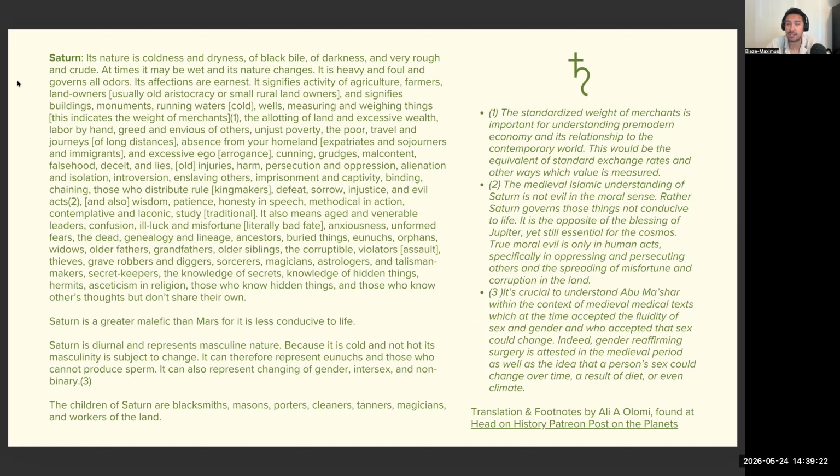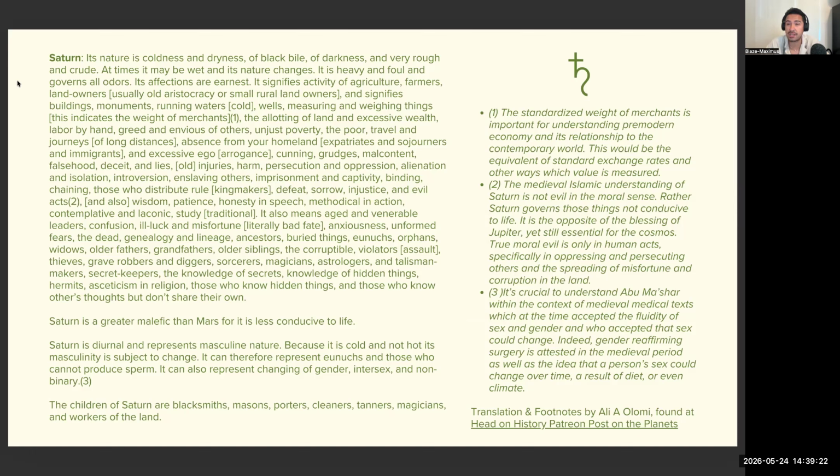They say that Saturn is the greater malefic than Mars, for it is less conducive to life, and this is because Saturn is cold and dry, while Mars is hot and dry, and the heat is related to life in Mars. And Saturn is diurnal and represents masculine nature, but because it is cold and not hot, its masculinity is subject to change. And therefore, it represents eunuchs and those who cannot produce sperm. It also represents the changing of gender, intersex, and non-binary individuals.